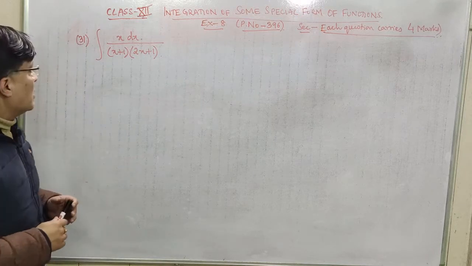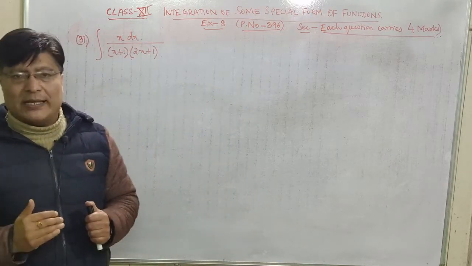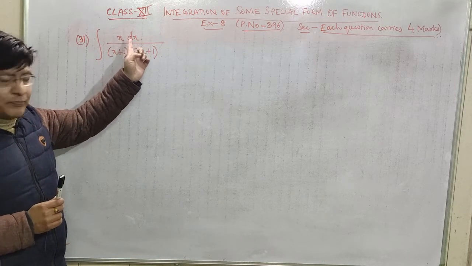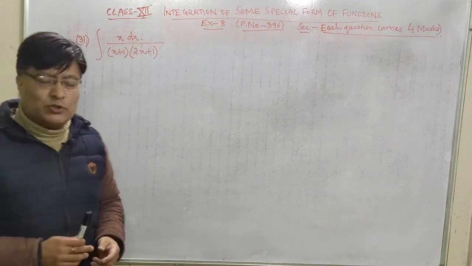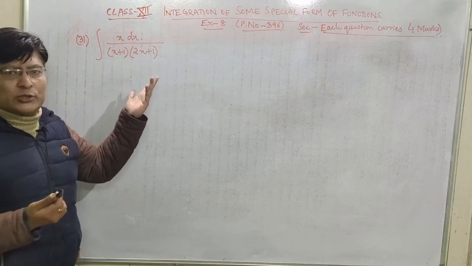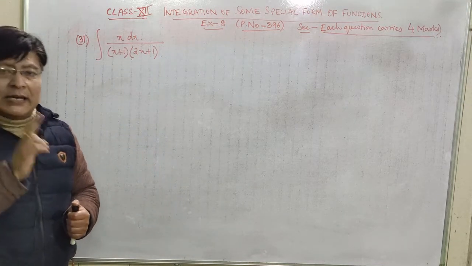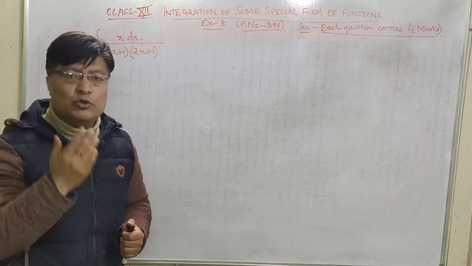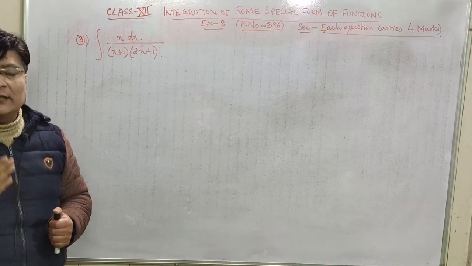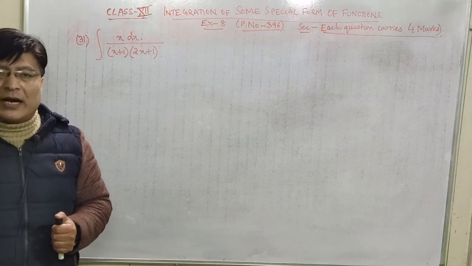So how can you convert this fraction into partial fraction? Before that, you should consider the highest power of x both in the numerator as well as in the denominator. In the numerator the highest power of x is 1, and in the denominator, if you multiply these two factors, x into 2x is 2x squared, so the highest power of x will be 2. If the highest power of x in the numerator is less than that in the denominator, then you can directly convert this fraction into partial fraction. Otherwise, you can't do it.